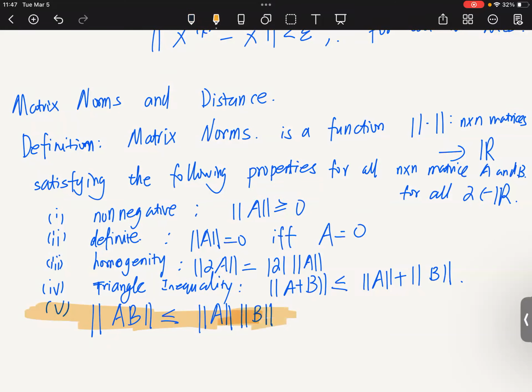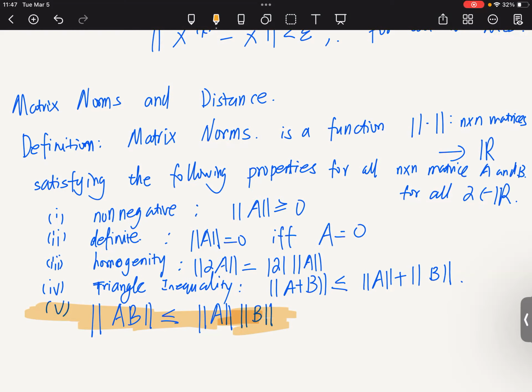So these are the matrix norm properties it should satisfy. If you are given a function mapping the set of n by n matrices to the real numbers, and you want to check if this function is a matrix norm, you need to go over all these 5 properties and see whether it satisfies them. If it satisfies all 5 properties, then we can say this is a matrix norm.